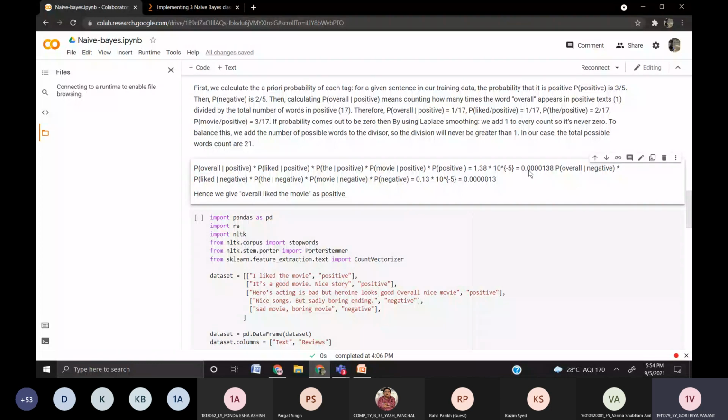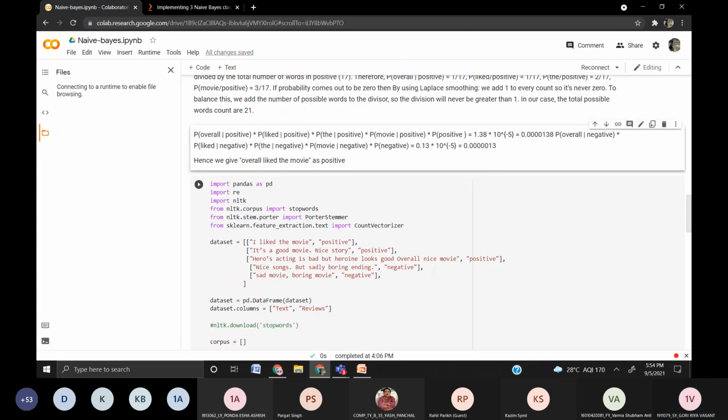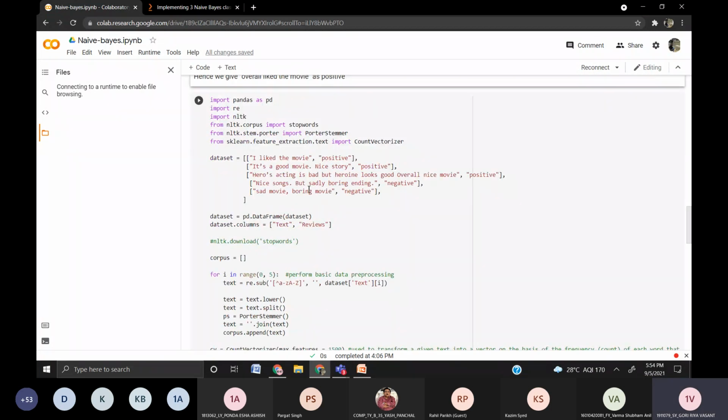So that comes out to be 0.00013. And this is the probability of it being negative. My bad, this is the probability of it being positive. So we get that the probability of it being positive is greater than negative. So we classify this review, overall liked the movie, as positive.